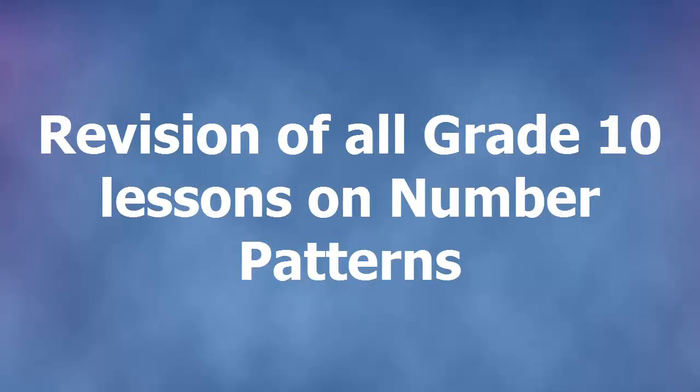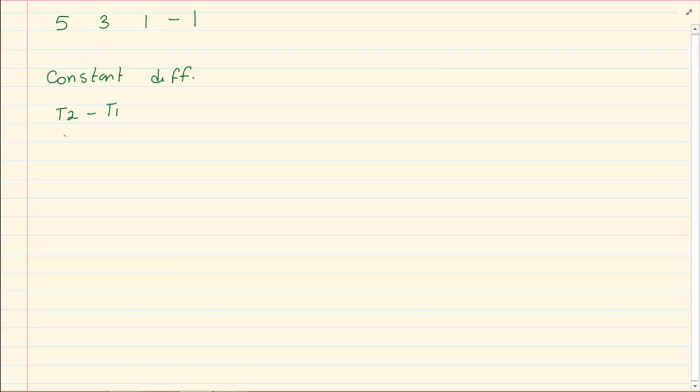Today we're doing a revision exercise on all the grade 10 number patterns. Now let's take the following example. If you look at this number pattern, the first thing you have to do is get a constant difference. Now what does that mean? That means you're going to take term 2 minus term 1, or you can take term 3 minus term 2.